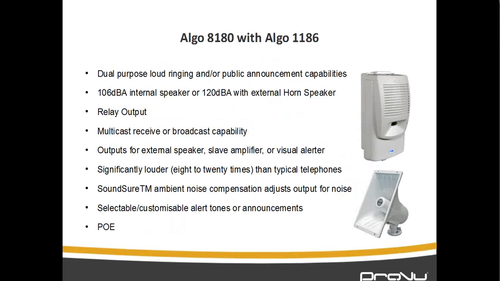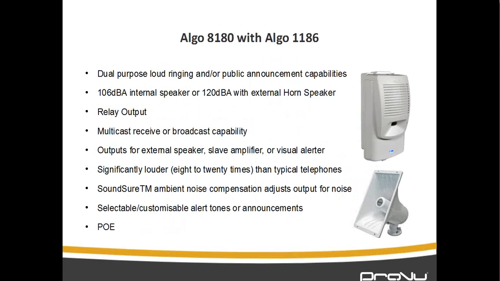The Algo 8180 is an IP product, and the horn is an analog extension to the IP version. Because the Algo 8180 is not weatherproof, if you want to install it somewhere outside, you just run a 2-wire cable from the Algo, connect the speakers to it, and then install the speakers outdoors. So effectively, the Algo becomes a converter in that case. Algo itself is quite loud. The internal speakers are 106 dBA, so it is very, very loud.